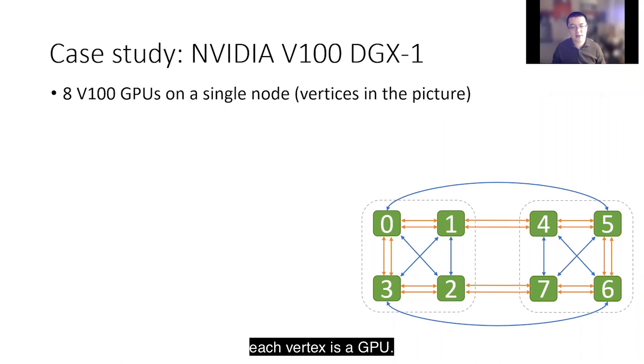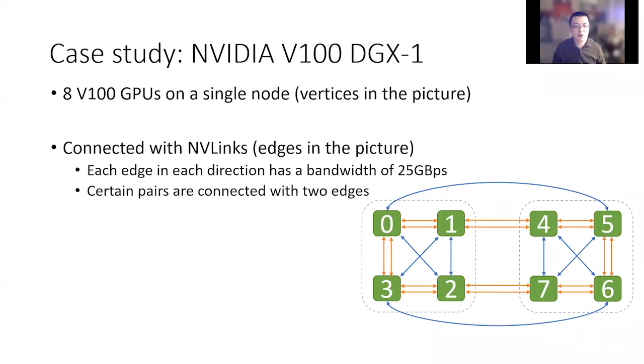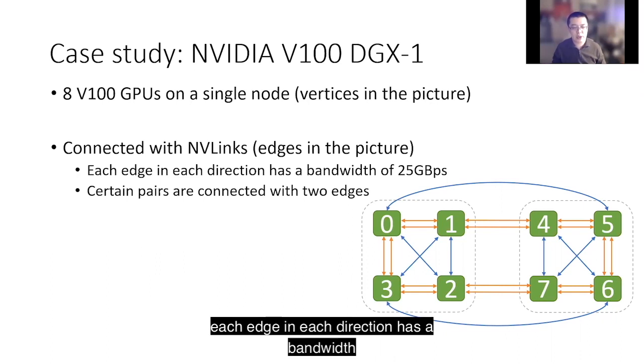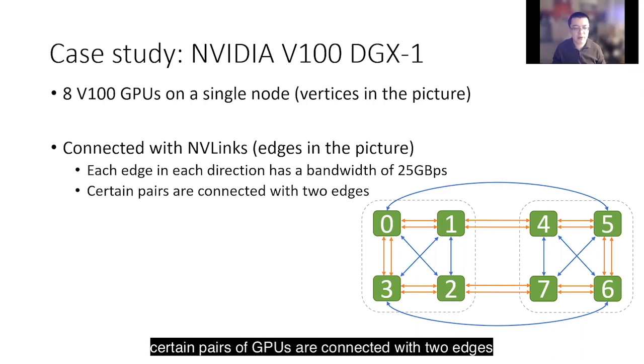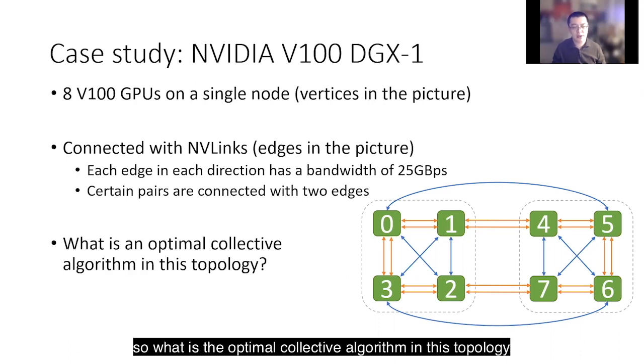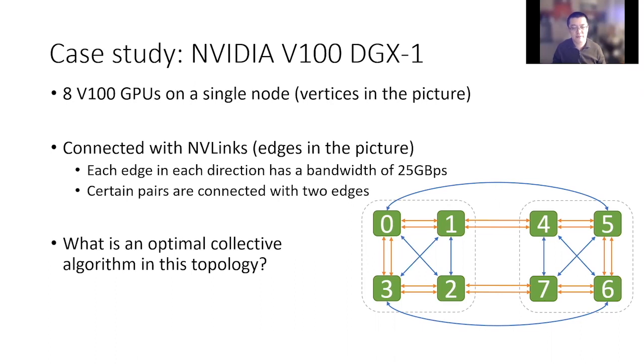Each vertex is a GPU. The GPUs are connected with NVLinks. Each edge in each direction has a bandwidth of 25 gigabytes per second. Certain pairs of GPUs are connected with two edges. So what is an optimal collective algorithm in this topology?